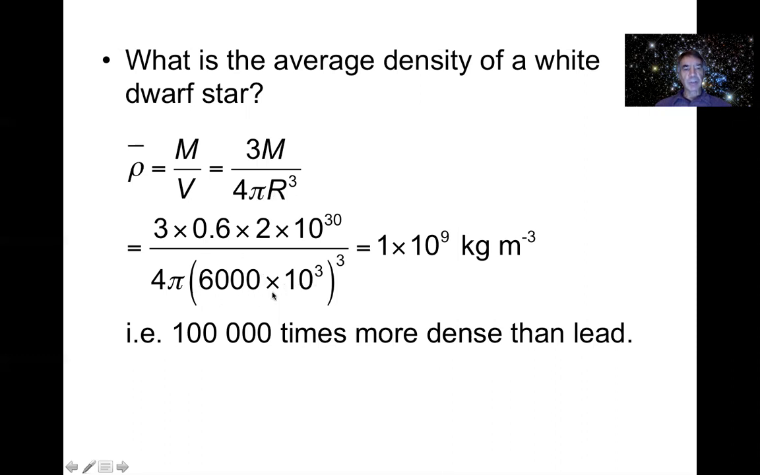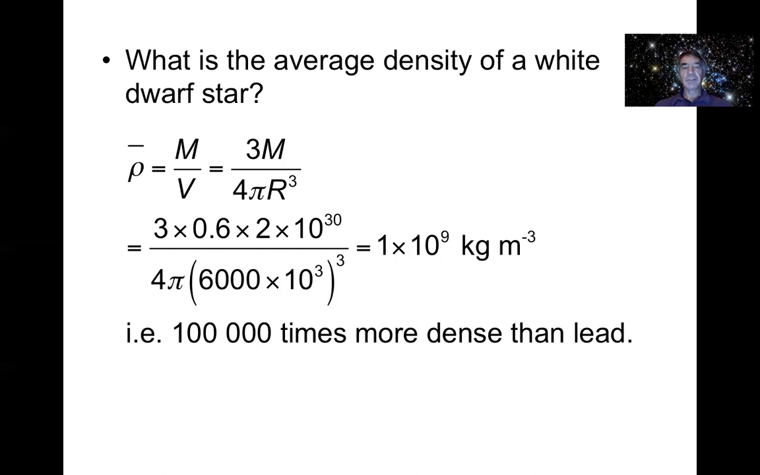So 4/3 times pi r cubed for the volume. So 6,000 kilometers is close enough. It's probably 6,500 if you want to be a bit more accurate for the radius of the Earth, or 1% the radius of the sun, which would be about 7,000 kilometers. It's a typical size for a white dwarf. So if you work out those numbers, you come up with 10 to the 9 kilograms per meter cubed. So that's about a million times more dense than the sun is now.